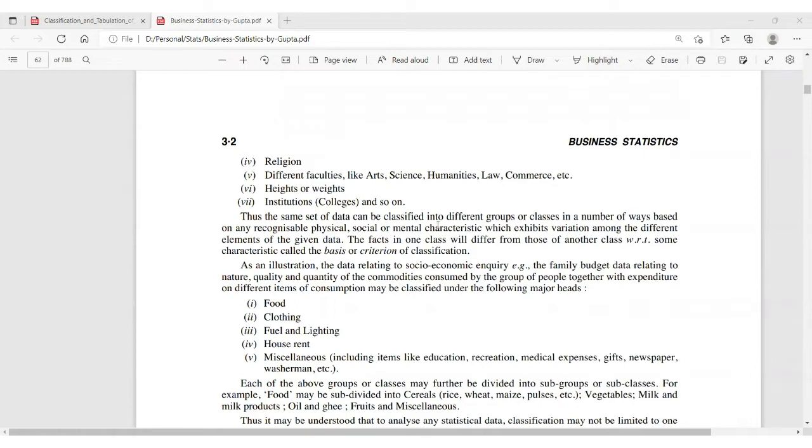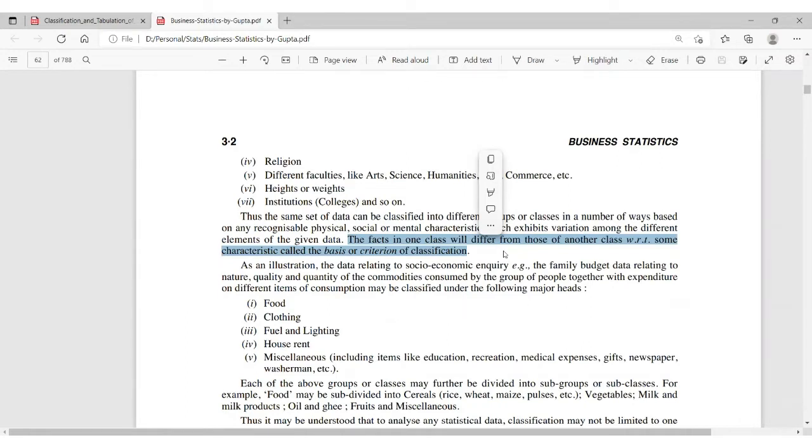Thus, the same set of data can be classified into different groups or classes in a number of ways, based on any recognizable physical, social, or mental characteristics which exhibit variation among the different elements of the given data. The facts of one class will differ from those of another class with respect to some characteristic, called the basis or criterion of classification. These are the bases of classification, right?